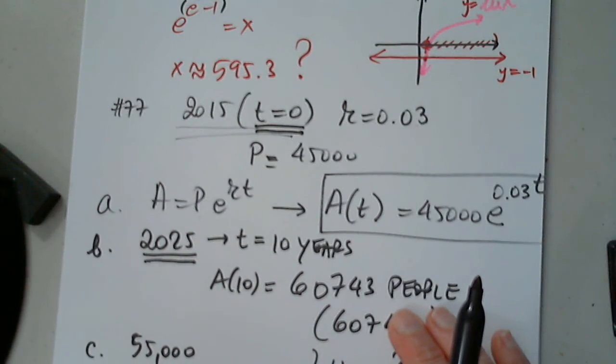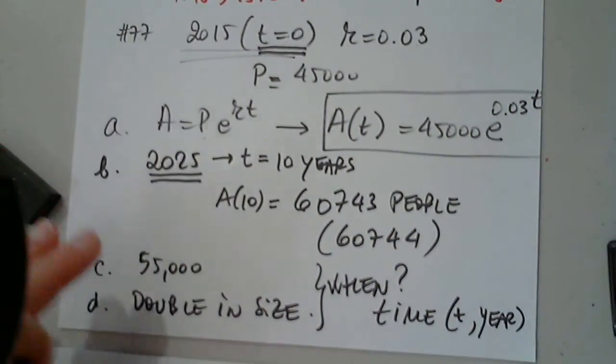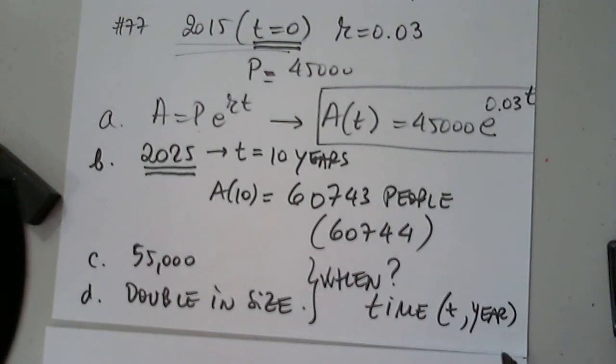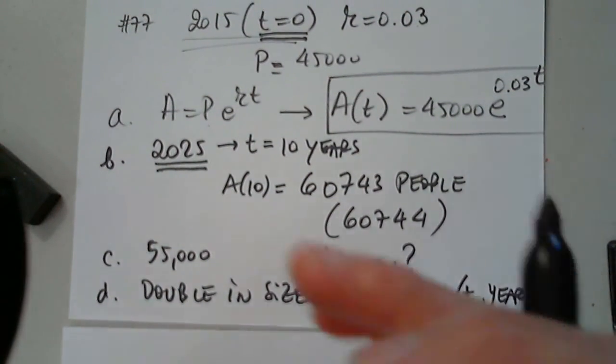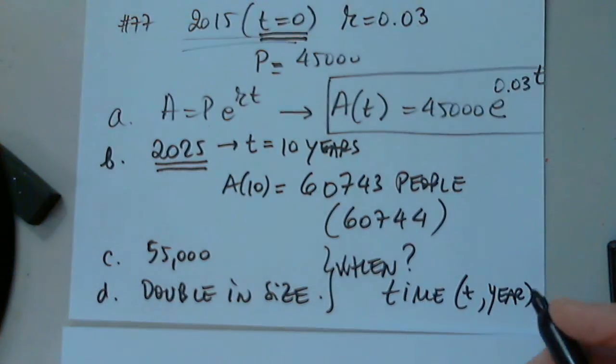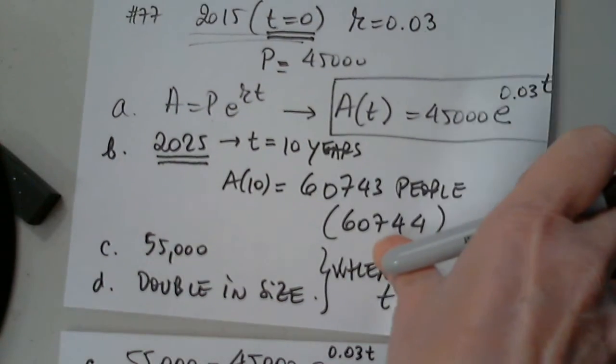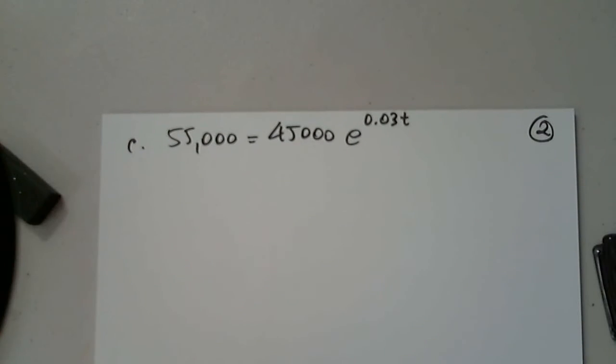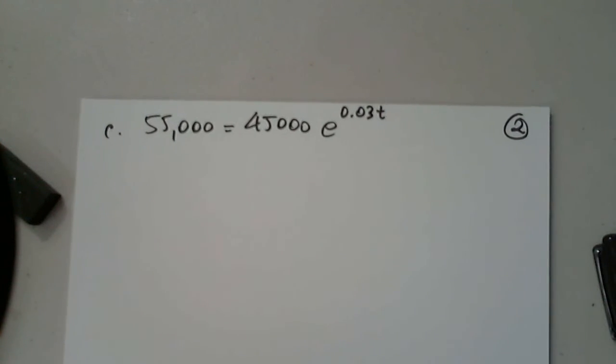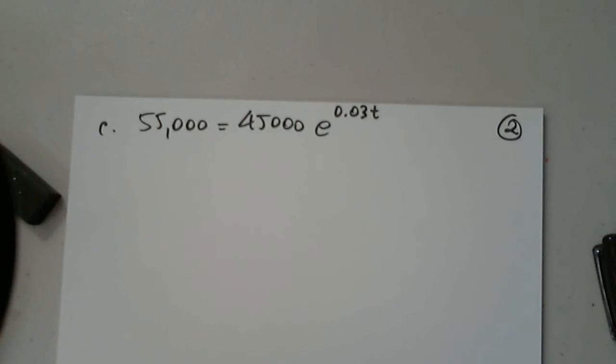So how do we address this first? Where is my starting point? What do I have to write first? A is 55,000. Yes. So I have for part C, 55,000 equals 45,000 e to 0.03 t. Perfect. So what am I trying to do now? How do I continue? Divide by 45,000, you said? Absolutely, I have to clean it up.